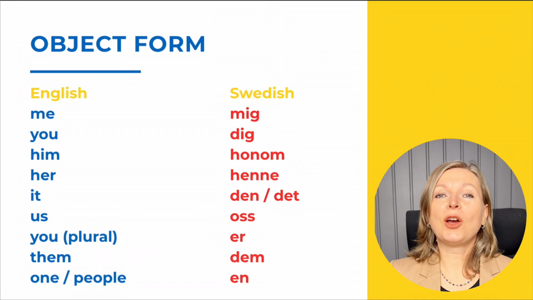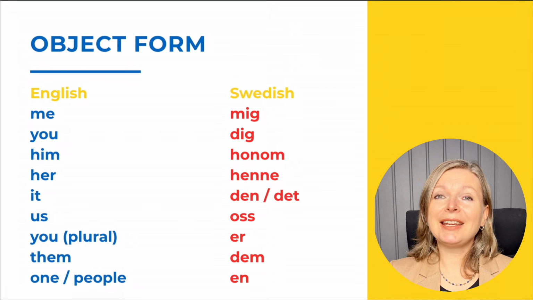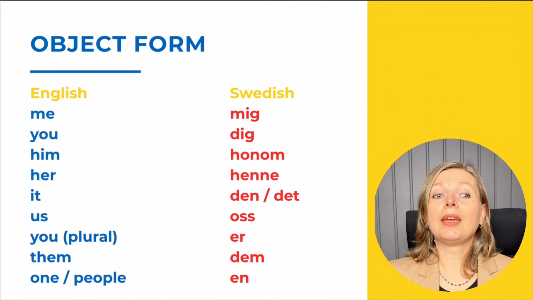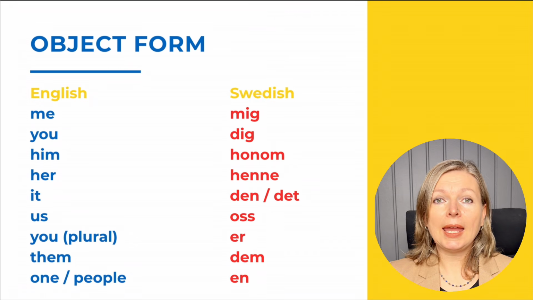inte så. Object form. When the pronoun is the receiver of the action, it changes its form. Me, mig. Please note the pronunciation. It is spelled M-E-G, but we pronounce it as mej.